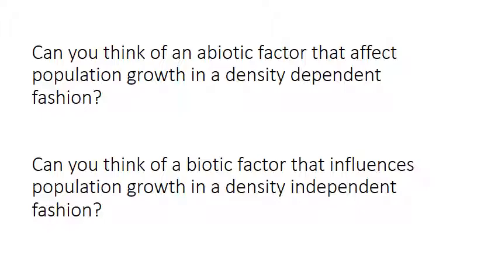In terms of the second category, biotic factors like diseases often affect populations equally across different densities. So for example, things like Dutch elm disease, which is a fungal pathogen spread by beetles, causes complete mortality in those elm trees, regardless of population density. So this is a biotic factor that affects population growth in a completely density independent way.